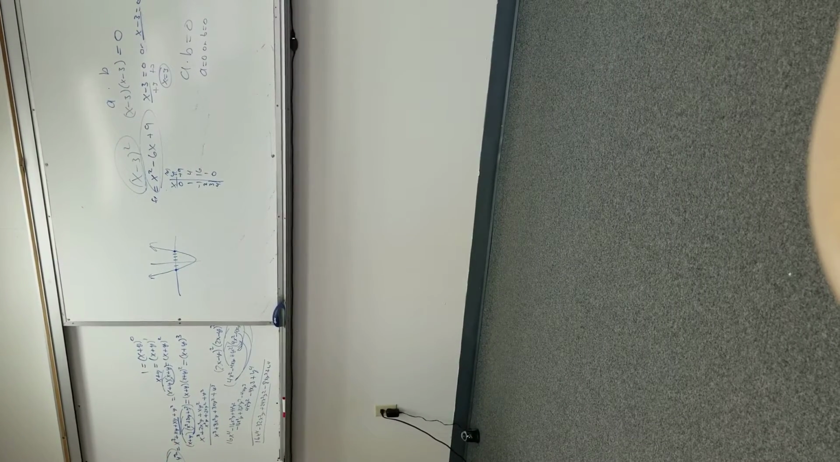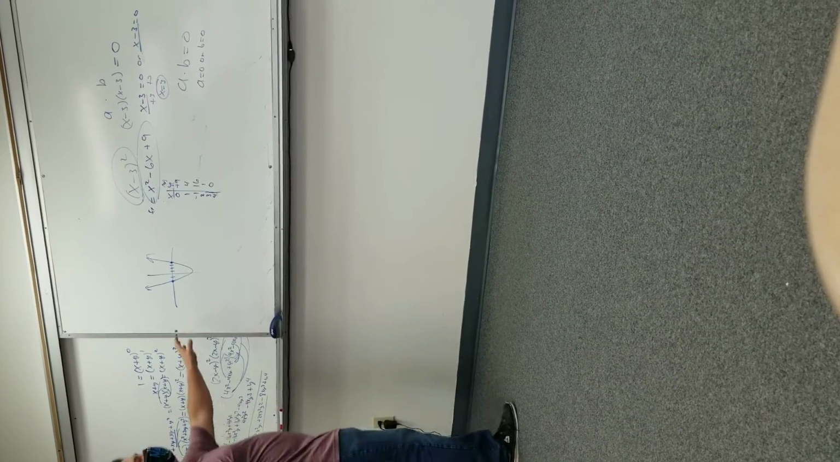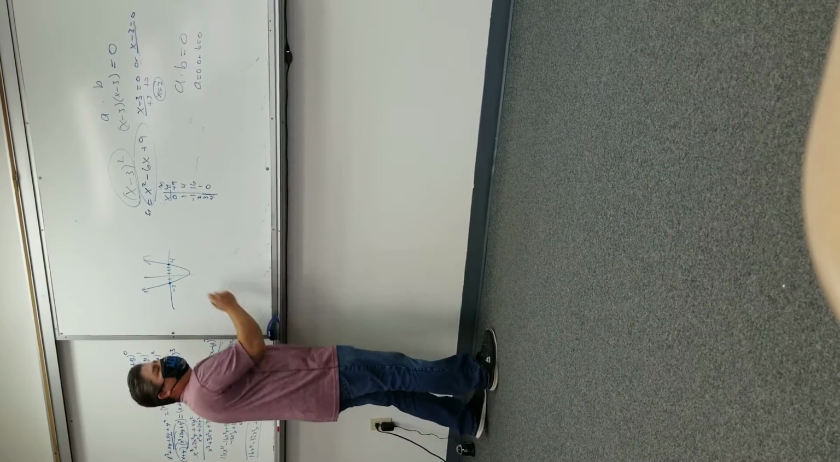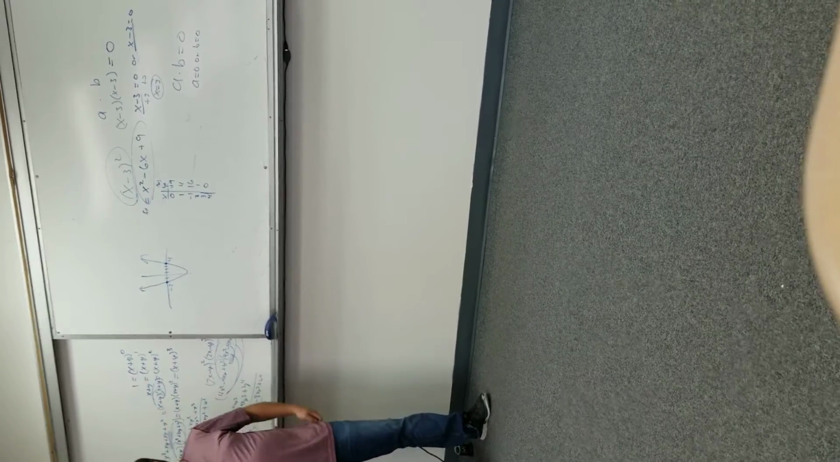What's your name? Addison. What are the zeros of this function? -2 and 4. Very good. Woohoo for Addison. Her name's Aspen. Aspen, whatever. All right. So that's the zeros.